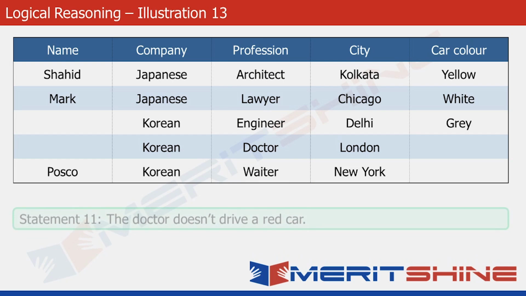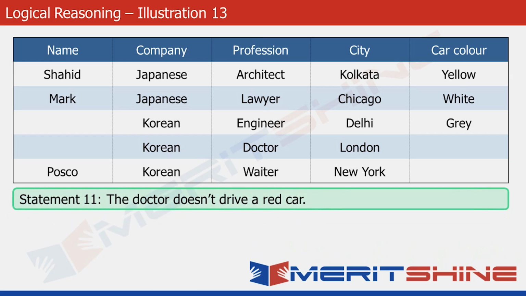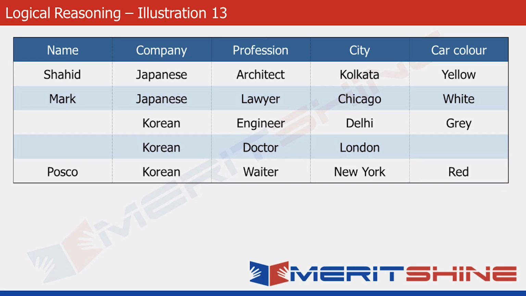Let's move forward and look at statement 11 now. It tells us that the doctor doesn't drive a red car. Now we can see that the doctor has been placed in the fourth row. So red should be placed in this cell, in the fifth row. So let's write red here. Now if we look at the last column, that's the column of the car colors, there's just one vacant cell in the fourth row, and the only color left is black. So let's put black here and move forward.